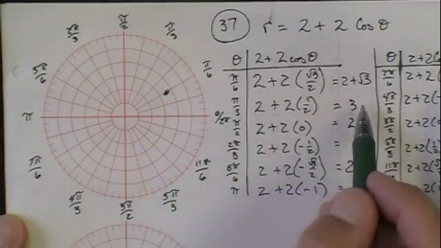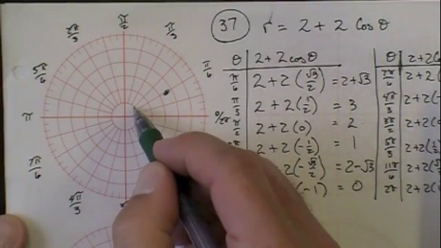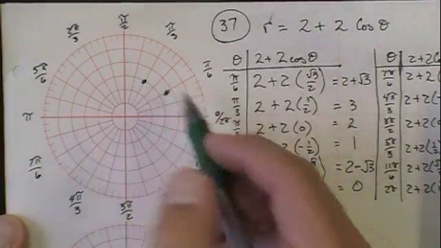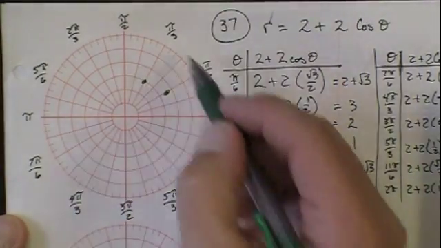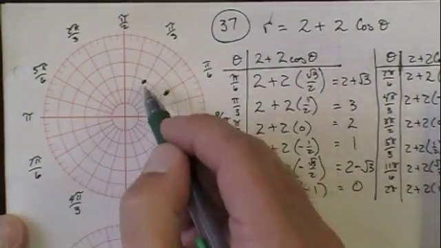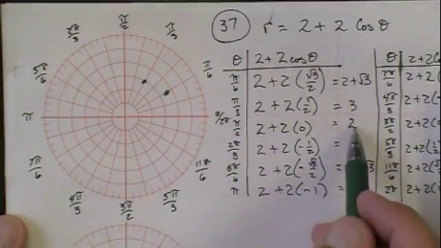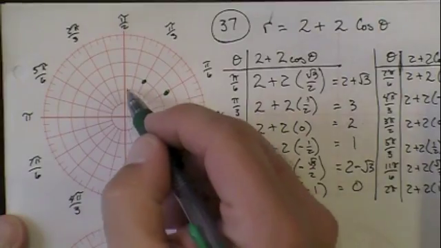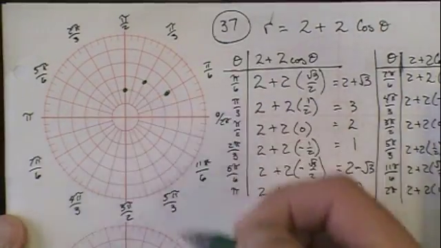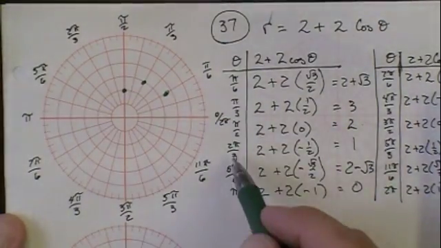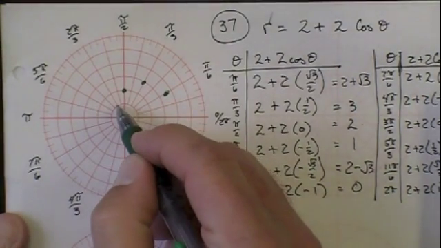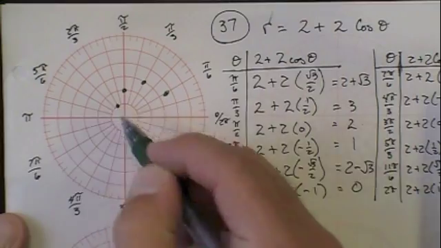Now if I go to pi over 3, that gives us a 3. So here's 1, 2, 3. That'd be this point right here. So our angle is pi over 3. Our radius is 3. We've counted that out from the origin. At pi over 2, our radius is 2. So now I'm going up 2 to that point. Next we have 2 pi over 3 as our angle, 1 is the radius, that's going to be right here.